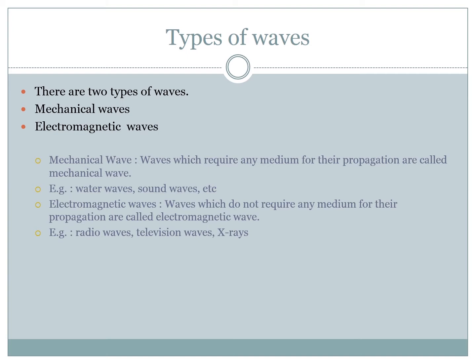Electromagnetic waves are waves which do not require a medium for their propagation. It means that a medium is not a compulsion for them. They can move through space as well. Radio waves, television waves, X-rays, etc. all are examples of electromagnetic waves.